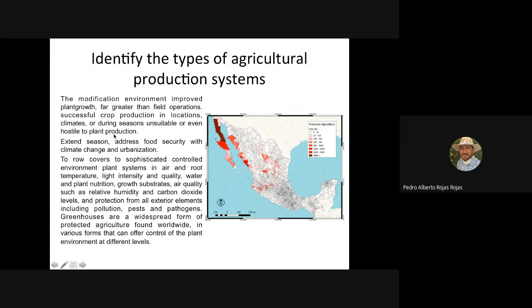So we talked about the locations or growing seasons. The purpose of protected agriculture is to extend the season, address food security, and other things like having adaptable greenhouses. And most of the agricultural use in Mexico is oriented in the north and the northwest. Most of the agriculture here in Mexico.